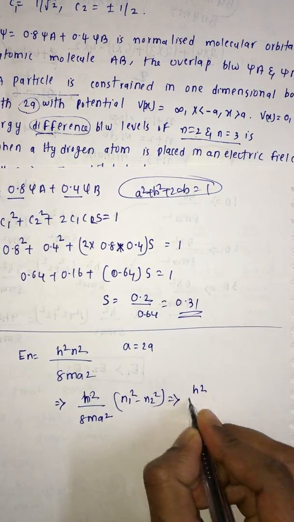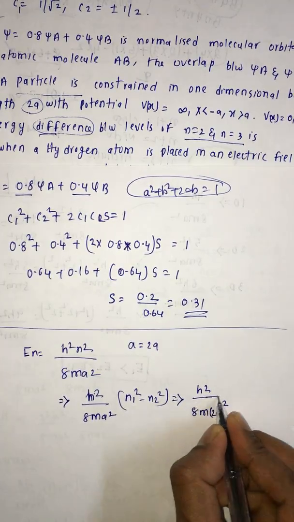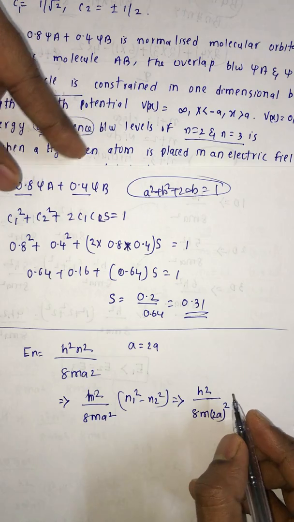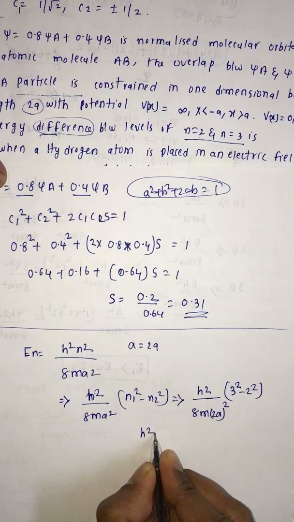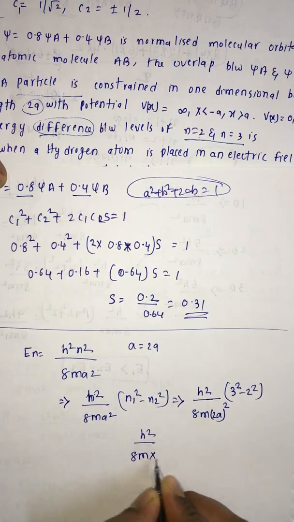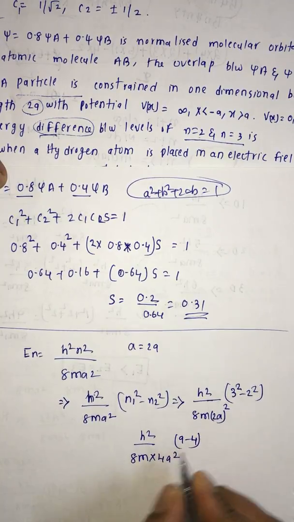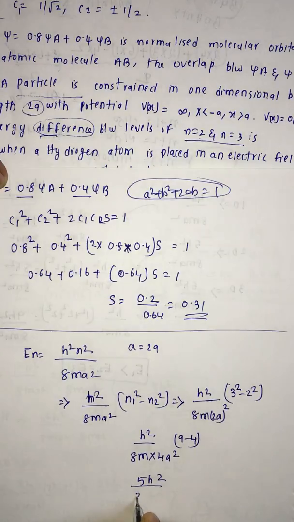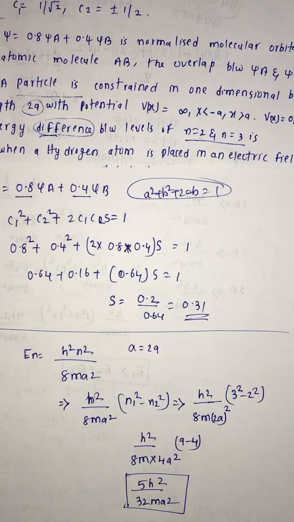So here h square by 8m, this will be 2a square. What are the energy differences, like 3 and 2, 3 square minus 2 square, h square by 8m into 4a square. This comes out to be 9 minus 4, so 5h square by 32 ma square. This is the answer. So this is the way to calculate the answer for this question.